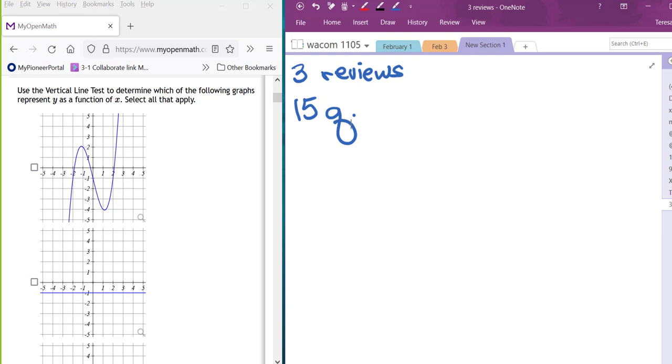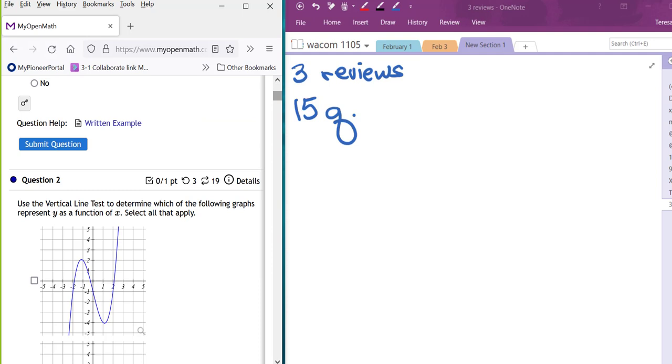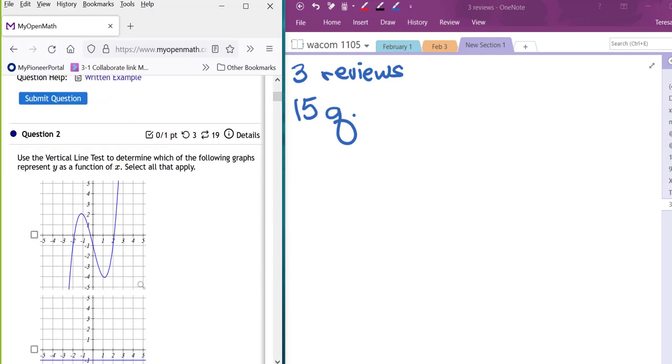So I picked out question 2, and this one has a bunch of pictures with the vertical line test to tell if something's a function. So this is really just a reminder. If you can draw a vertical line anywhere on it and it doesn't touch more than one point, then yes, it's a function. So this first one is a function. Oops, guess I can't use that. That's okay.